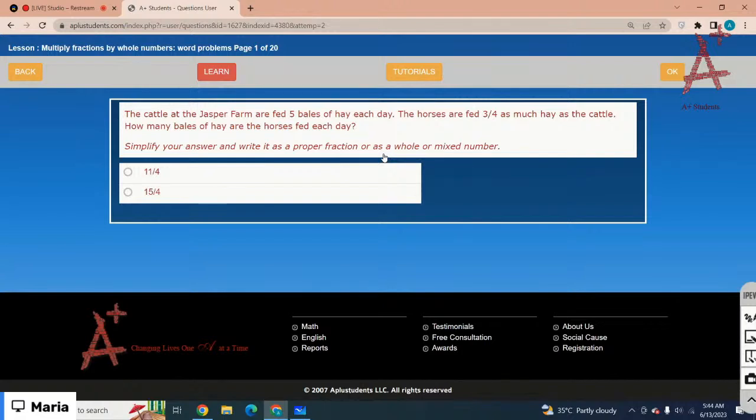Yes, that would be 15 over 4. 5 times 3 is 15, so it would be 15 over 4. The second one is the correct option.